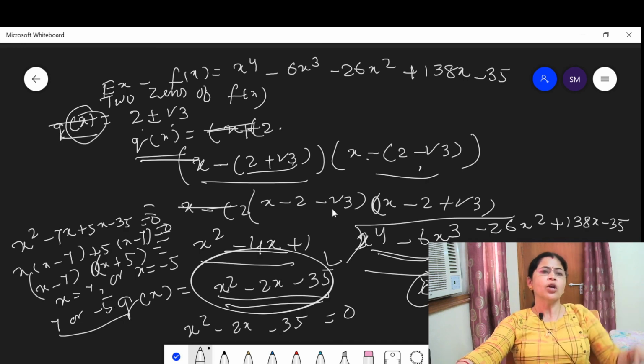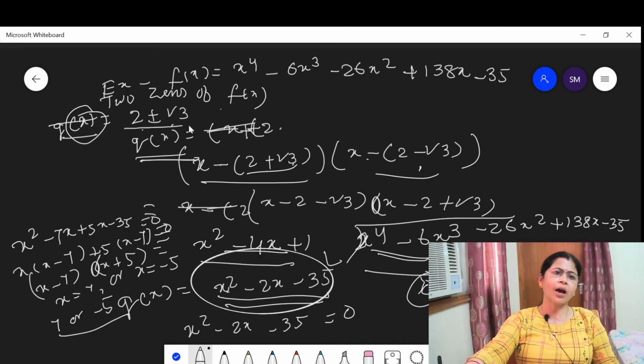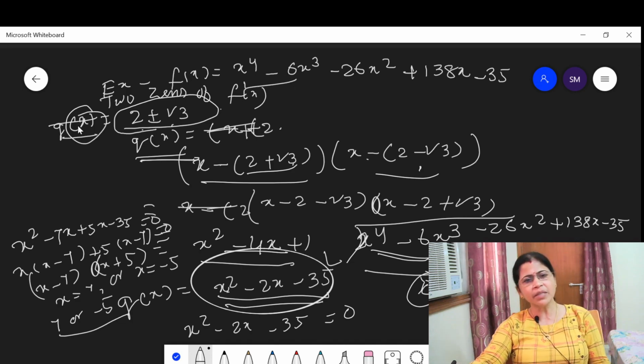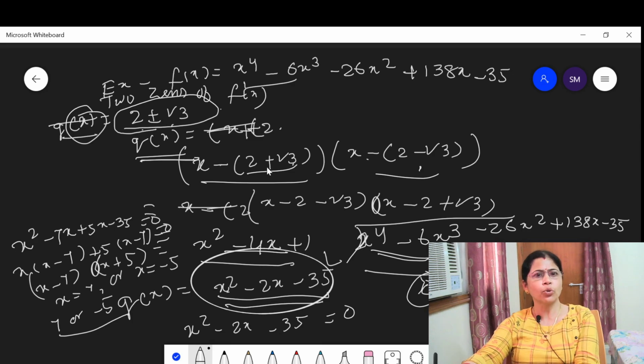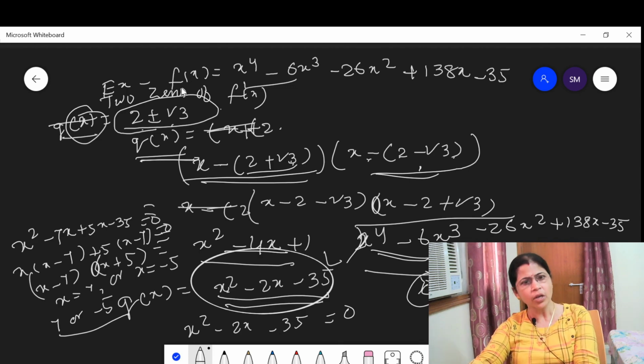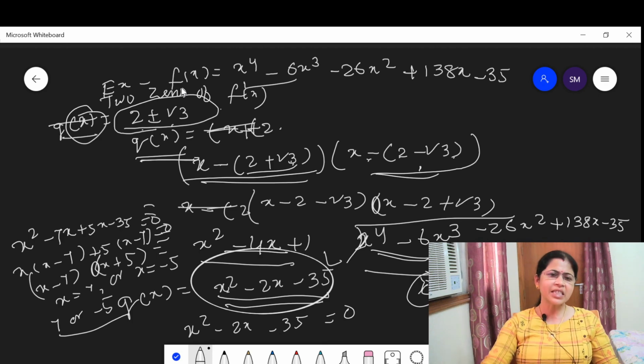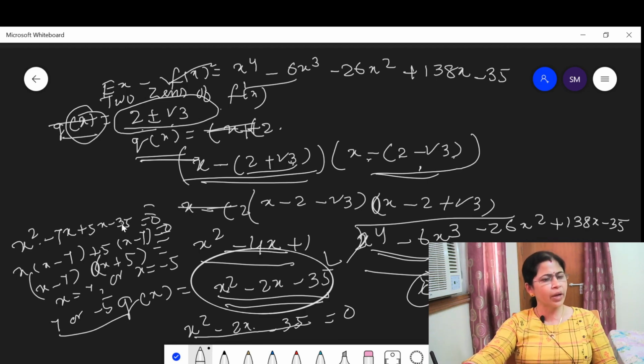Here the question says that 2 plus or minus root 3 are the zeros of the polynomial f(x). This means x minus 2 plus root 3 and x minus 2 minus root 3 are the factors of the given polynomial f(x). As these are factors, the remainder is 0. When we divide this, we get the quotient x square minus 2x minus 35. As this is the quotient and the remainder is 0, this is also another factor of f(x).